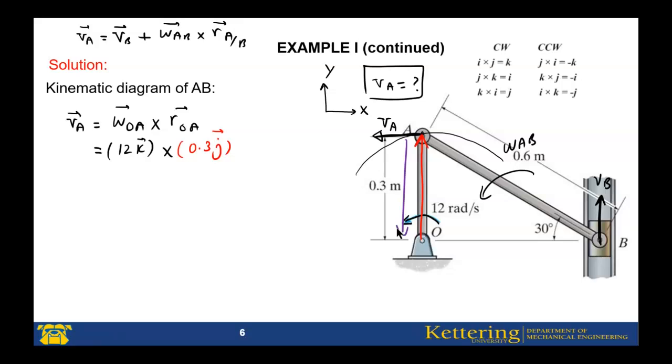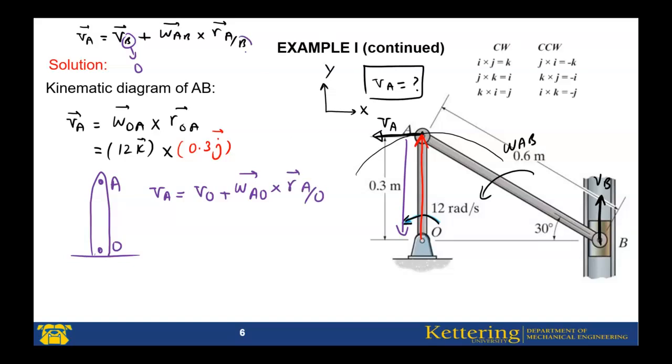This is another trick. You can write, look, this is the crank. There are 2 points, O and A. You can write the relative velocity between these two points. How? Velocity of the A. Here, instead of the B, write O. Velocity of the O plus omega OA cross product of the R A with respect to O. Just instead of the B, I just write O.